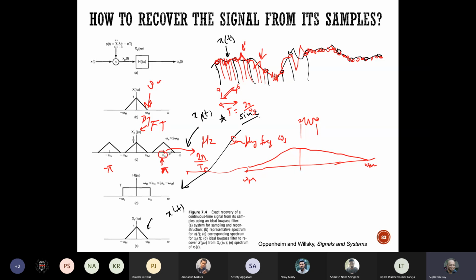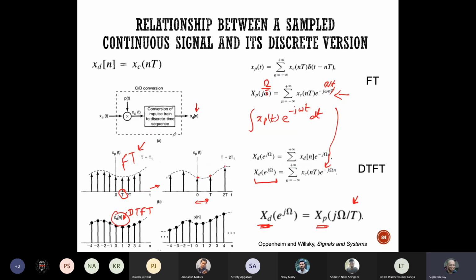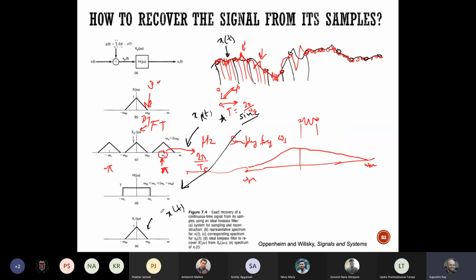You have lost something here. You knew about omega s here. You don't know about this. This information needs to be provided separately. If I just give you 100 samples of a signal, there's no way for you to find out what the spacing in time between those samples was. This is 0, 1, 2, and so on. So in the DTFT, you lose that. You get a representation between minus pi and pi.